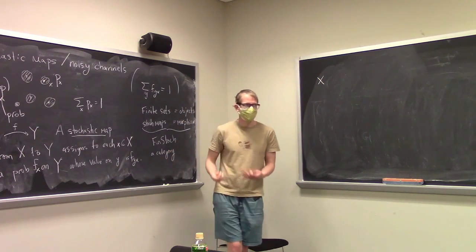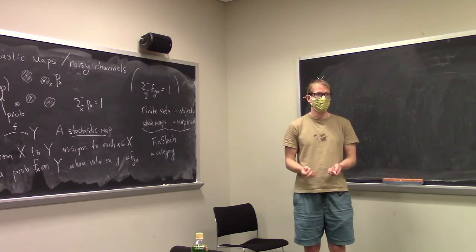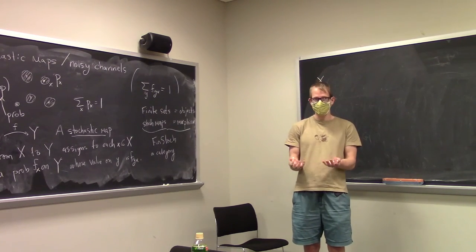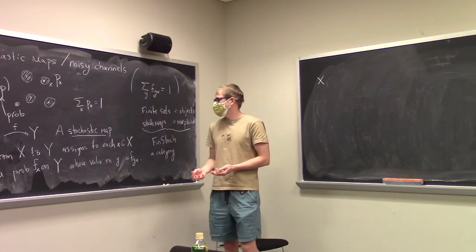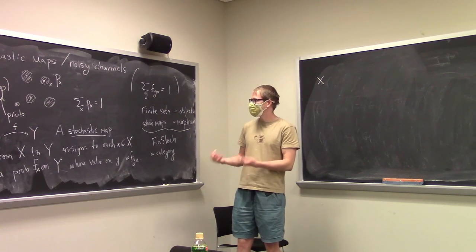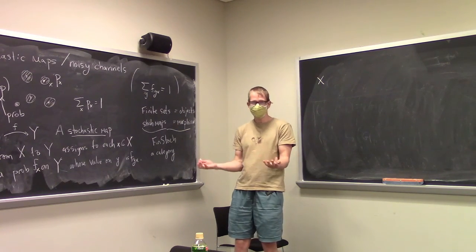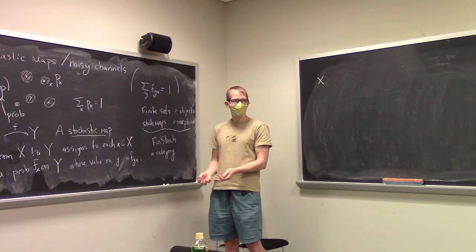And this category actually has a lot of structure. For example, it has a monoidal structure. You can take the product of two finite sets in the usual way, the Cartesian product, and you can take the product of probability distributions, and therefore you can take the product of morphisms, stochastic maps as well. So it gives you a monoidal category.